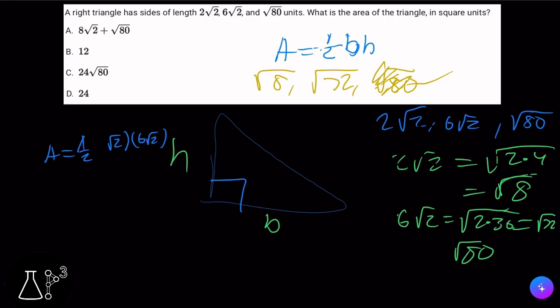So I'm left with square root of 2 multiplied by 6 square root of 2, which equals 6 times the square root of 4. And I can rewrite that as the square root of 4 multiplied by 36. And 4 multiplied by 36 equals square root of 144. And the square root of 144 equals 12. Therefore, my answer is B.